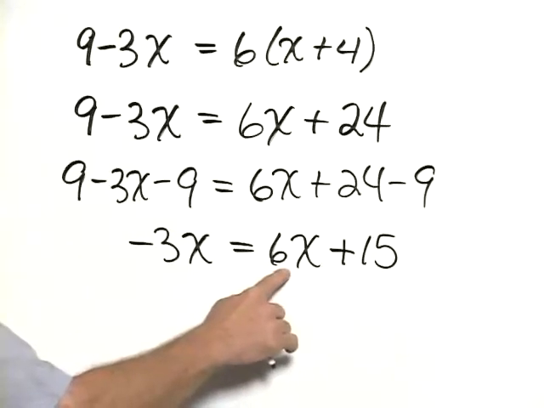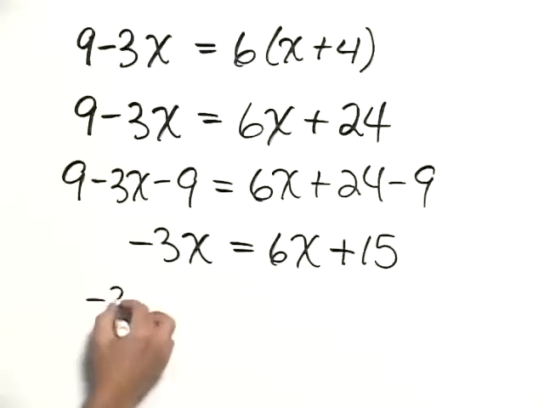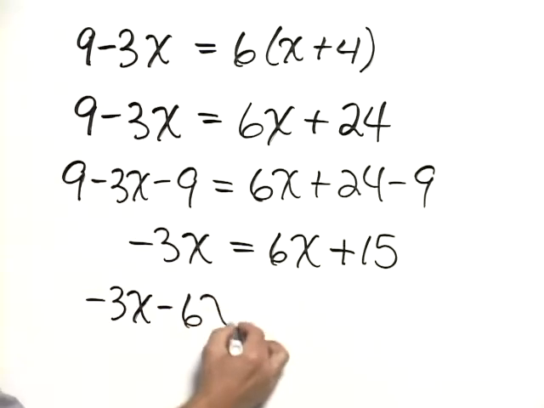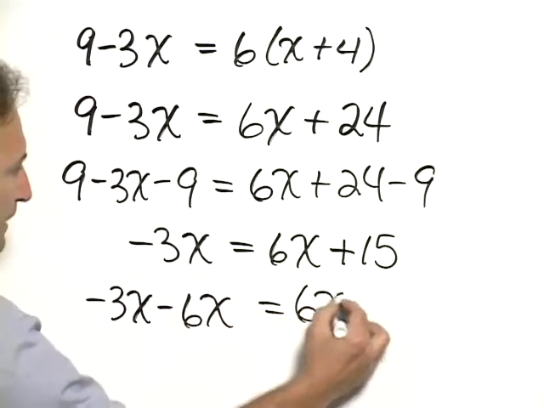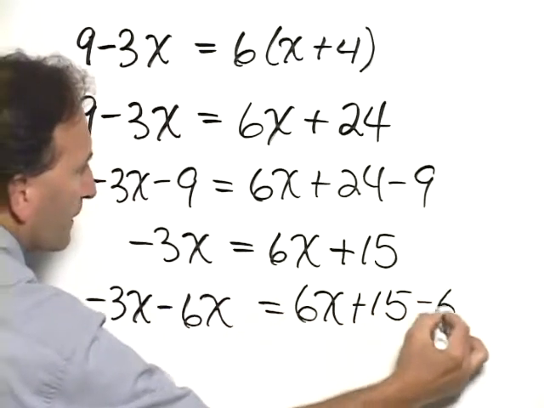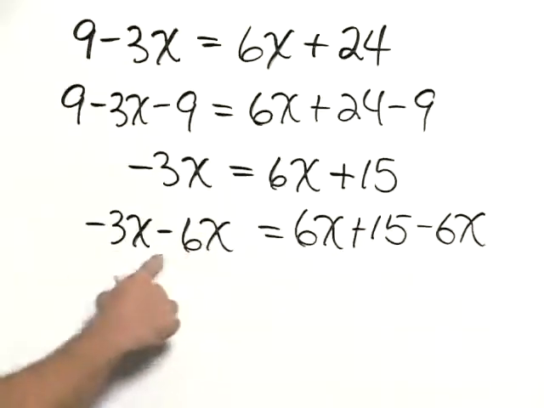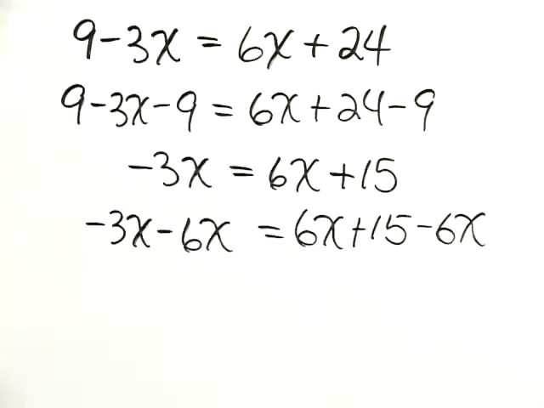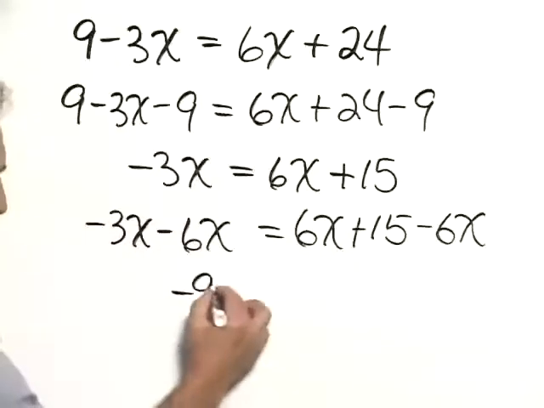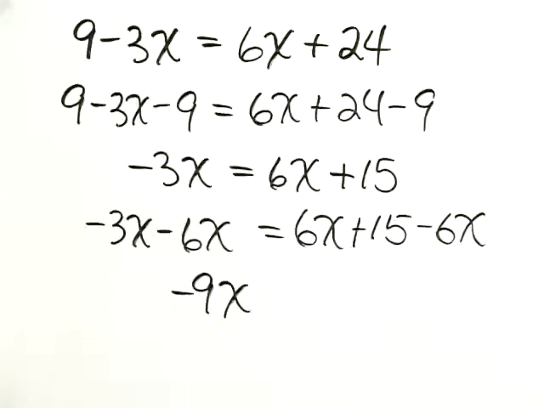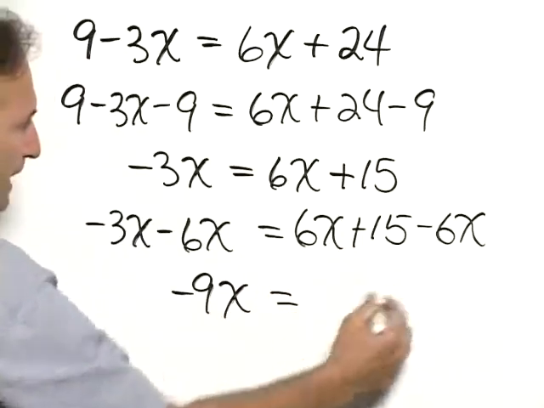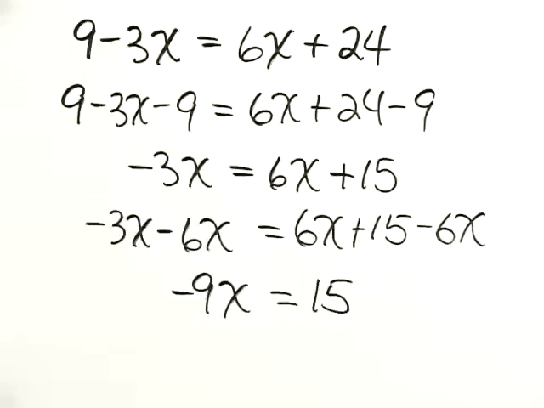Now we would subtract 6x from both sides. Negative 3x minus 6x equals 6x plus 15 minus 6x. On the left-hand side, we combine the coefficients. Negative 3 minus 6 is negative 9x. On the right-hand side, we have 6x minus 6x is 0, so we have 15.